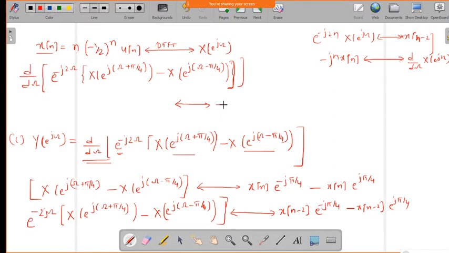So if you multiply minus jn into x of n minus 2 into e power minus j pi by 4 minus x of n minus 2 into e power j pi by 4. Okay, so this is the corresponding time domain signal after the frequency differentiation property. Now we know the x of n signal which is given, substitute here and you will get the final result.